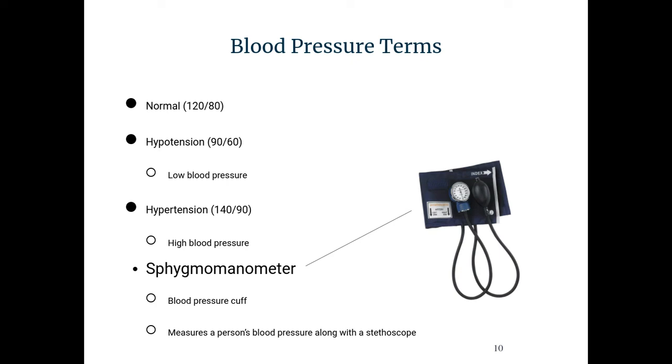So someone with hypotension, they're going to have a reading that is systolic of 90 or less for their systolic reading, and then 60 or less for their diastolic. So it's going to be a number that's much lower.